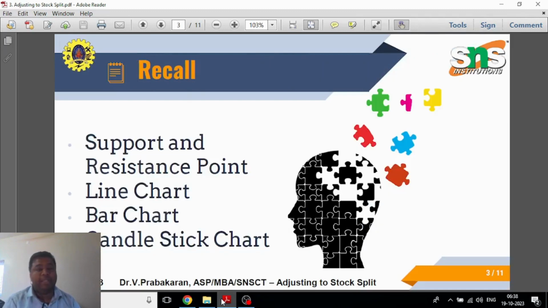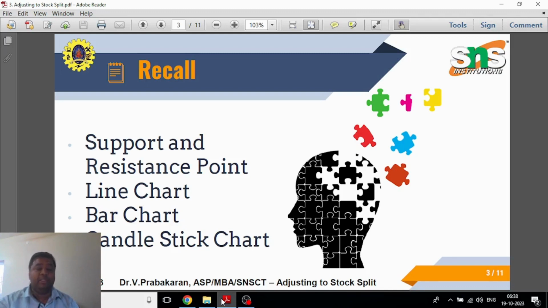Let us recall the points that we have discussed in the last session, and then we will move on to today's topic, the most important topic in the stock market, the adjustment of stock split. Last class we have seen something related to the graphical representations of share price.